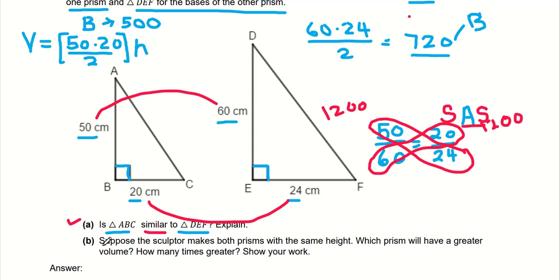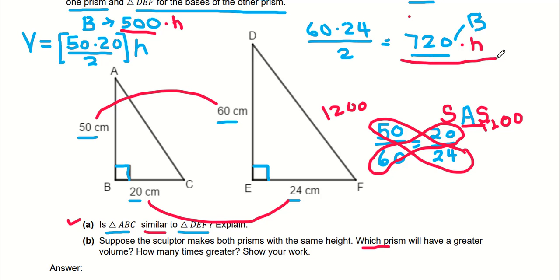Now we're going to go on to B. Suppose that the sculptor makes both prisms the same height. So I'm going to just use H as the height. We've already calculated the area of each triangle. So the area of each base is 500 and 720 respectively. We're going to multiply each times H. Which prism will have a greater volume?